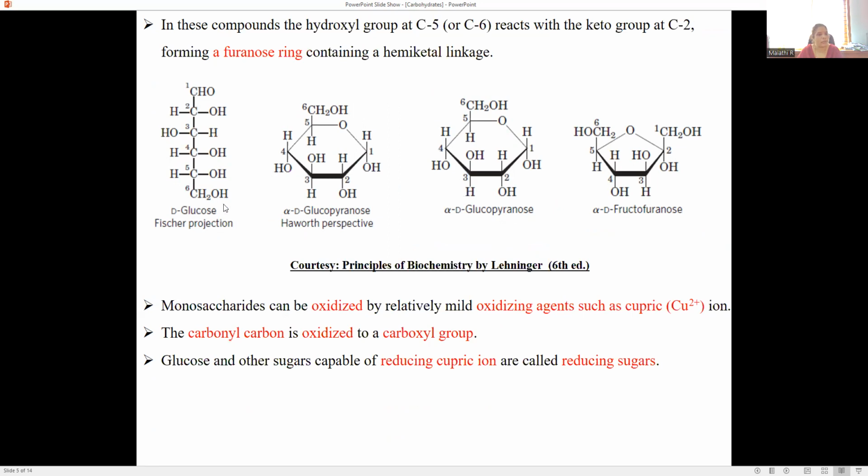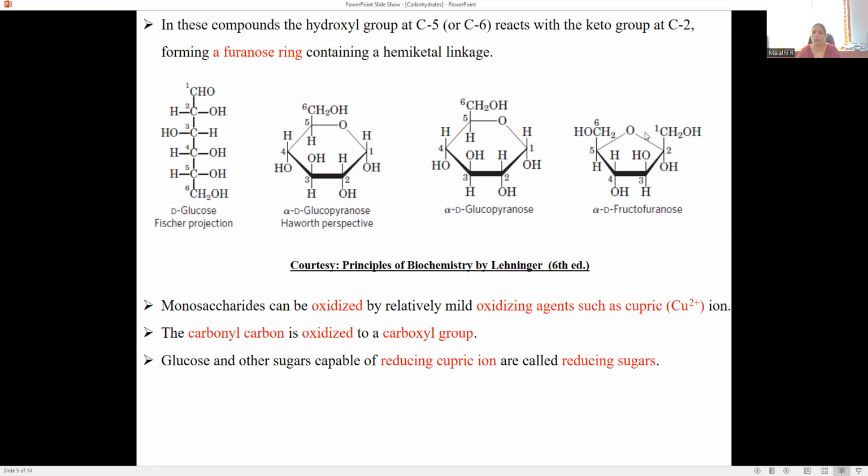So this is the glucose structure which we saw in the open conformation. You call it the Fischer's projection formula. The same thing, if you convert it into a ring structure, gives hemiacetal ring structures. Both groups are reacting, the CHO and OH. Then you will get a ring structure, which you call a pyranose ring structure. That's why you call it a glucopyranose structure.